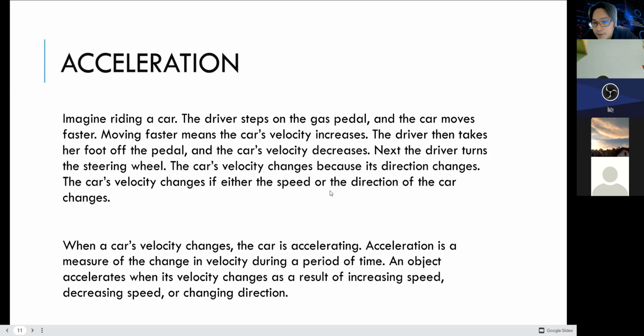Are you still with me? What is again velocity? A combination of speed and motion, correct? Because it now incorporates the direction of the car, the direction of the object. When a car's velocity changes, the car is accelerating. Acceleration is the measure of the change in velocity during a period of time. An object accelerates when the velocity changes as a result of increasing speed.